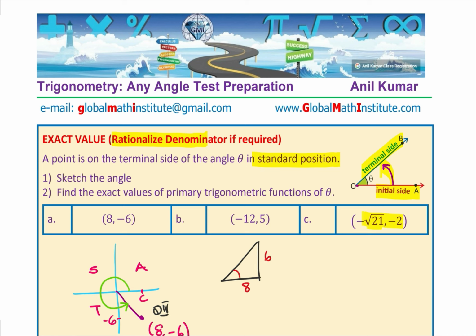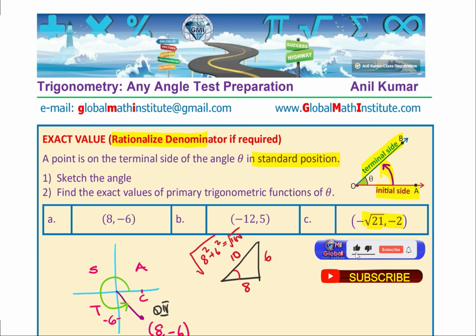So we may have to find this particular side. As you know, 8 square plus 6 square, square root is what? 100, right? So you'll do 8 square plus 6 square, square root, which is square root of 100, and that gives you a side of 10. And you remember the Pythagorean triple? 3, 4, 5. It is times 2, right? Perfect.